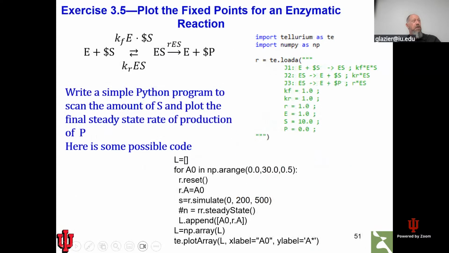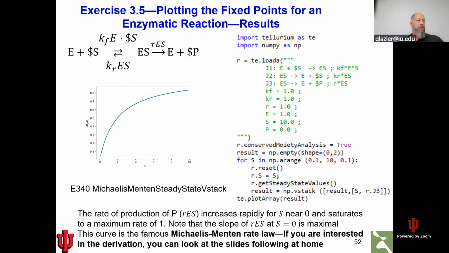I was trying to avoid using VStack, but I pasted in the code from last week. I forgot to paste in the corrected code. Structurally, it's correct. The key thing is we want to, well, maybe let me just do it. We're just trying to get the last value. Right, you want the last value of J3, the rate of production of P, and you want to have S versus J3 as a plot. So you want to come up with this picture.